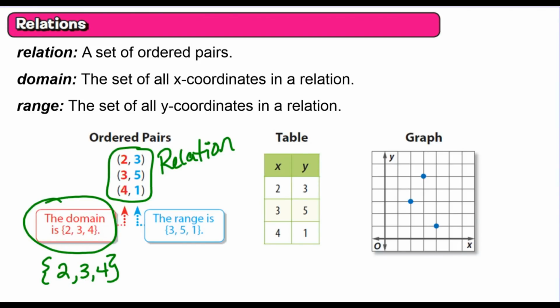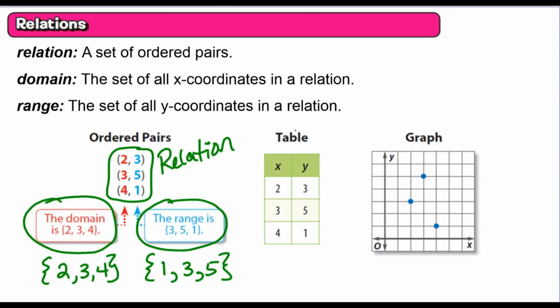Just do your best to draw those. You can see I didn't do a very good job. And all of the blue numbers are the y values, or the y coordinates. That is the range of our relation. And again, those are listed, but I disagree with the way that they're listed here. Normally, we list them least to greatest in numerical order. 1, 3, 5 would be how we would list that range.